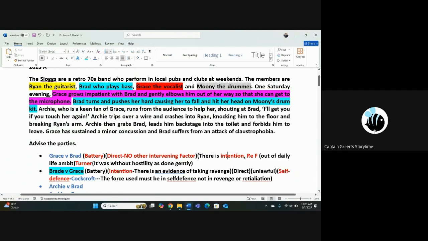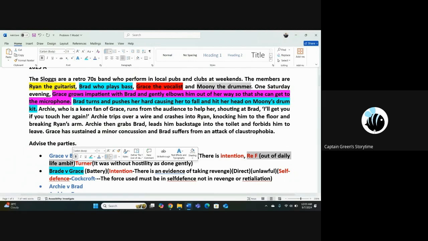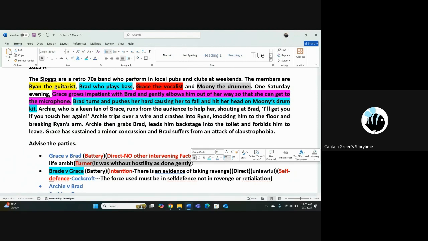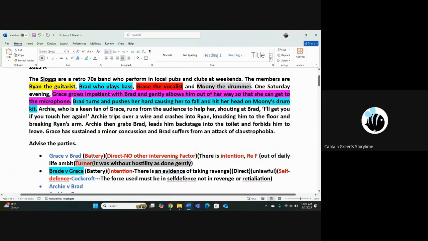First, you should use the case of REF, and you should state that the gently elbowing of Brad is out of the daily life ambit, and thus there is intention. Then you should use the case of Turner, and you should state that no, it is in the daily life context just because the word gently has been used here. There is no hostility being done by Grace. Thus, there is no intention, and then conclude it.